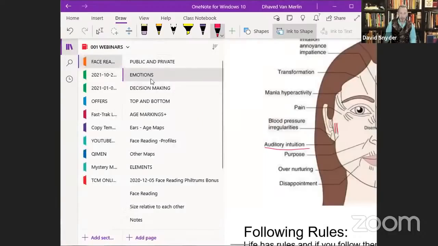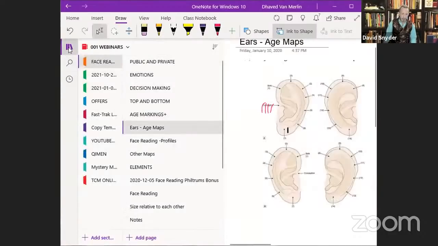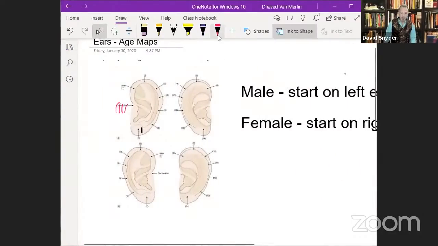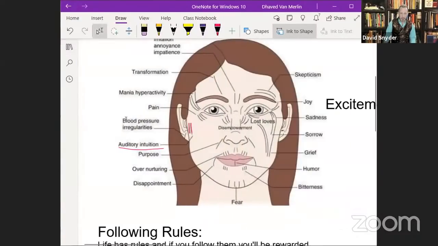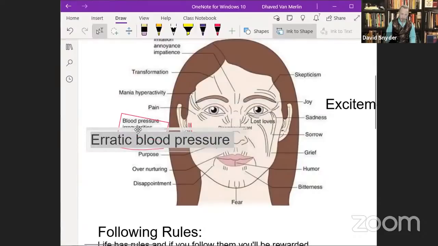So going back to this ear map, if you look at a person's ear and you see little lines, little wrinkles here, what you're seeing are what we call blood pressure irregularities. Now, this does not mean if you have these markings that you're going to die of a heart attack. Okay. And it doesn't mean you have high blood pressure. It doesn't mean you have low blood pressure. What it tends to mean is that you have erratic blood pressure. Sometimes it's high, sometimes it's low, right?